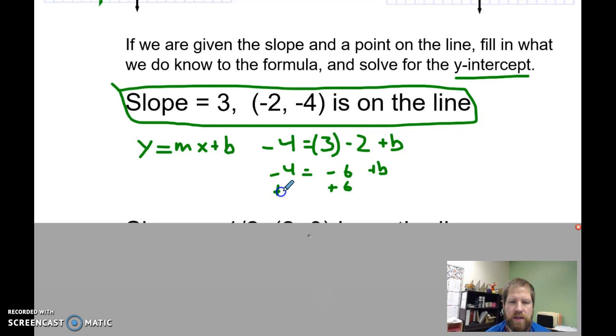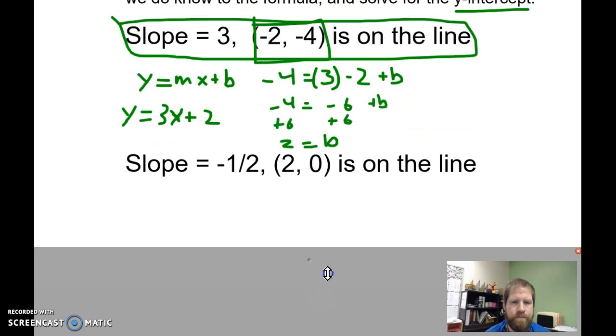Add 6 to both sides, because my goal is to get my y-intercept, my b, by itself. Negative 4 plus 6 is 2, equals b. And then I go back and pretty much drop this point. I say, okay, y is going to be equal to 3x plus 2.